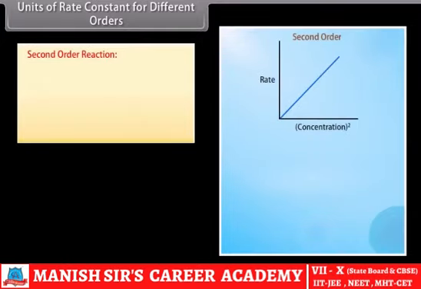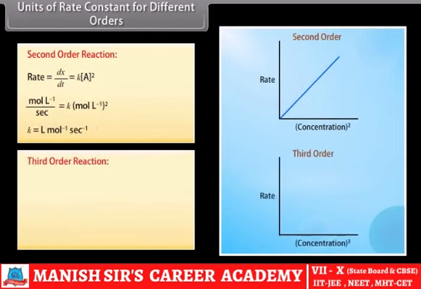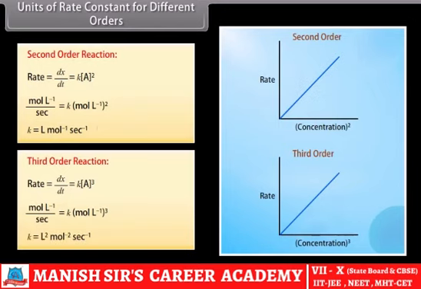Second-order reaction. Rate is equal to dx by dt, which is equal to k times a raised to the power 2. Thus, the units of rate constant for second-order reaction are liter per mole per second. Third-order reaction. Rate is equal to dx by dt, which is equal to k times a raised to the power 3. Thus, the units of rate constant for third-order reaction are liter square per mole square per second.